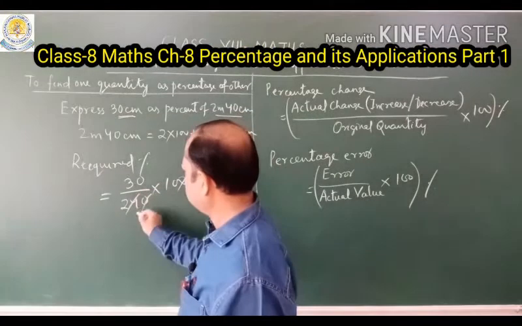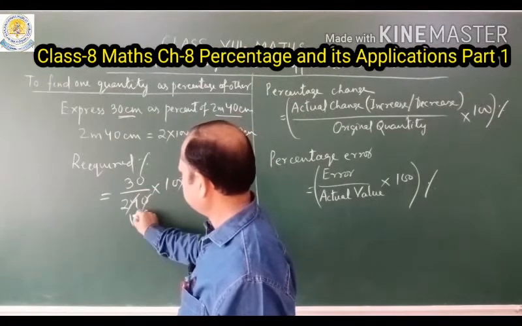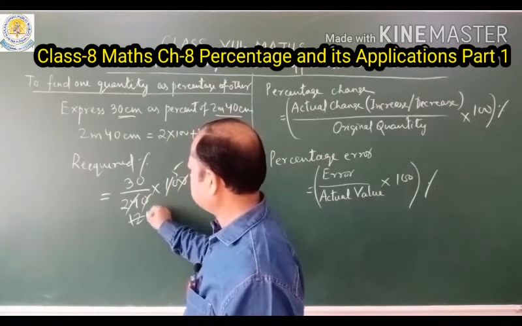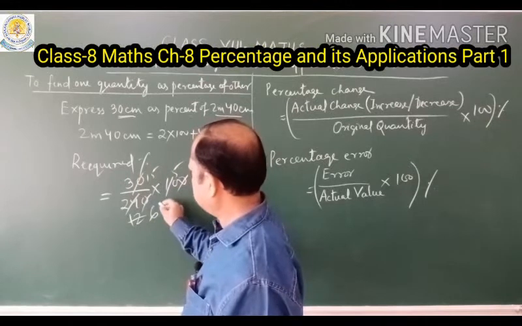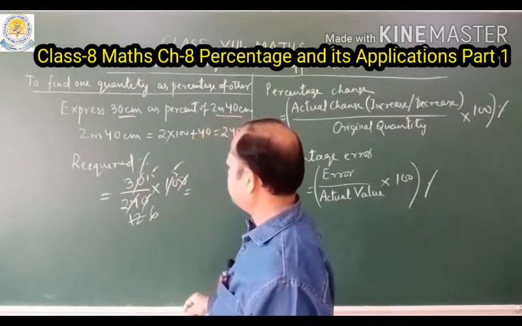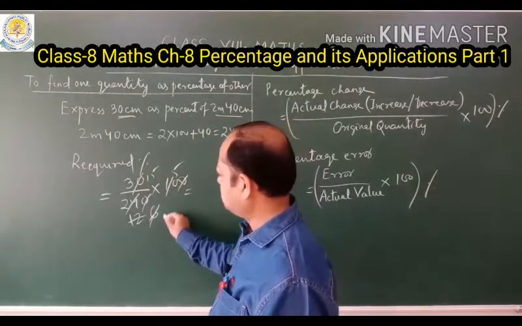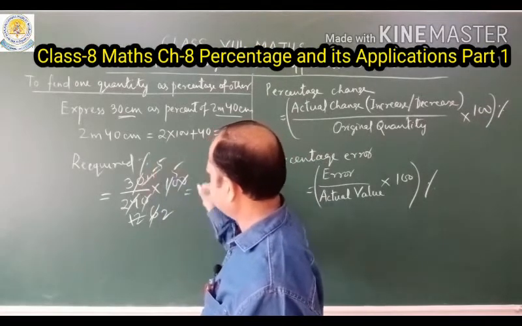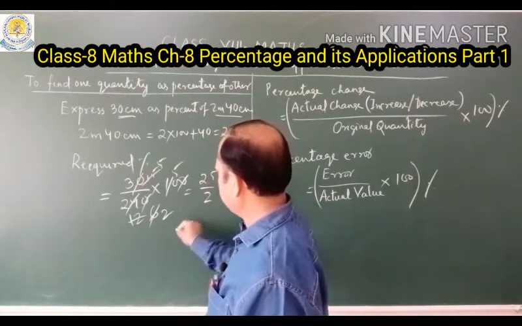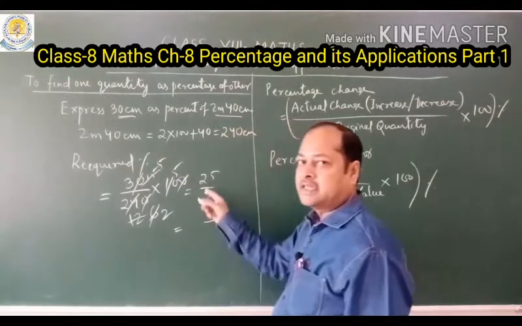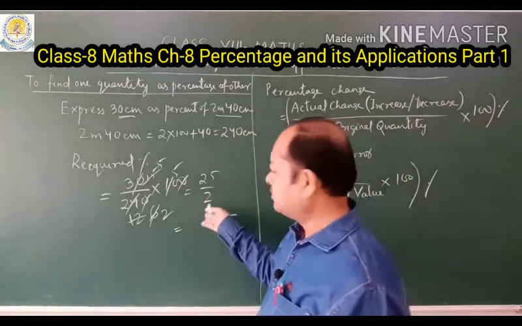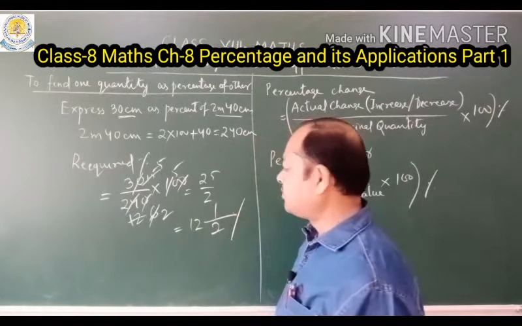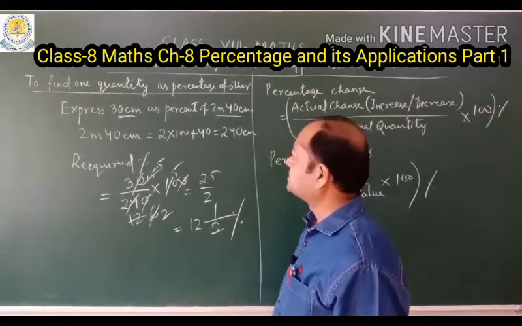So 2 1s are 2, 2 2s are 4, 2 5s are 10, again it is 2 6s are 12, 2 15. So 15 can be further divisible, 3 2s are 6, then 3 5s are 15. So 25 upon 2, that is an improper fraction, we can convert into mixed fraction. So 2 12s are 24, 1. So 12 whole 1 by 2 percentage is the required percentage.